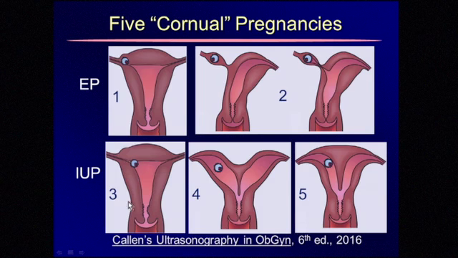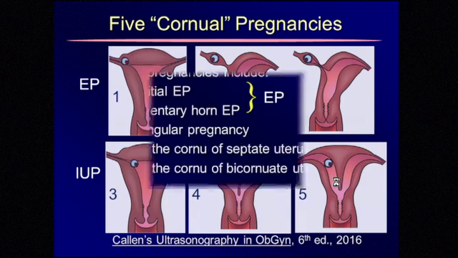And then there are 3 intrauterine pregnancies. So here is a pregnancy occurring in that superolateral angle of the endometrial cavity. This is an intrauterine pregnancy, called the angular pregnancy by some. And here's a bicornuate uterus with a pregnancy in one horn or cornu. And here is the septate uterus, which also has a pregnancy occurring in one of the horns.